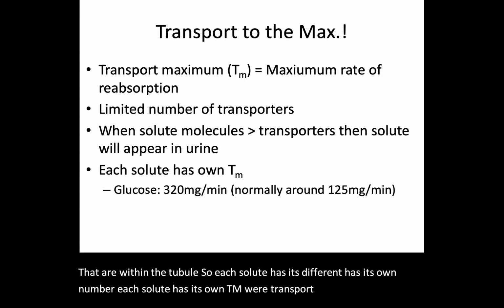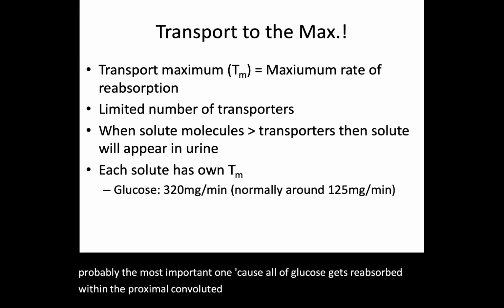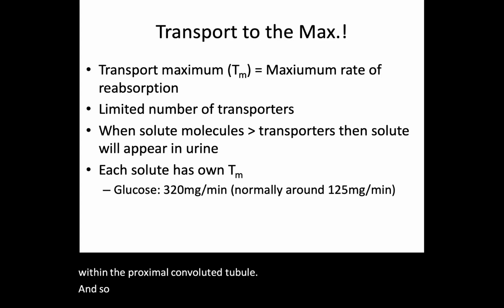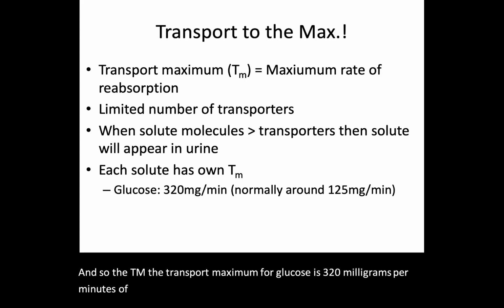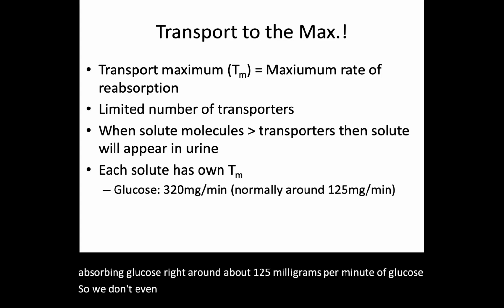Glucose is probably the most important one because all of glucose gets reabsorbed within the proximal convoluted tubule. And so the TM, the transport maximum for glucose, is 320 milligrams per minute of glucose. Even after a heavy meal, we are reabsorbing glucose right around about 125 milligrams per minute of glucose. So we don't even come close to the transport maximum for glucose.